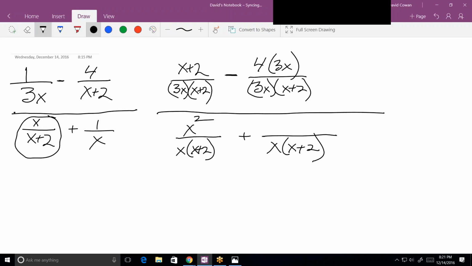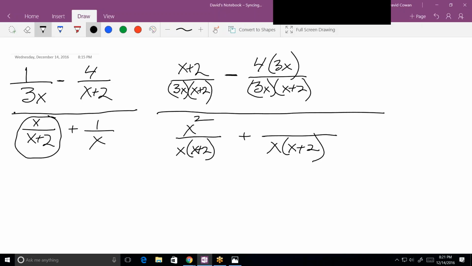Now, so the x's are the same? Yeah, it definitely is, because this x would cancel out with one of those x's, and I'd be left with x over x plus 2. Cool.